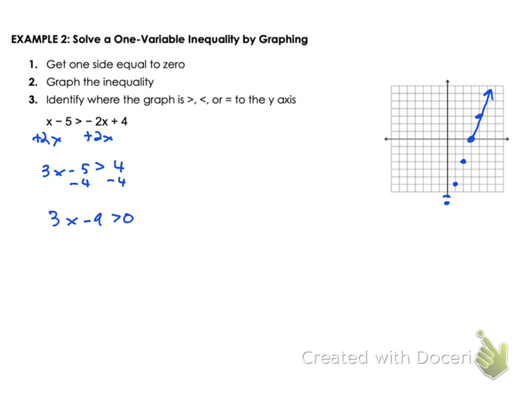So I didn't draw this whole graph because what we're solving for is where 3x minus 9 is greater than 0. Well, 3x minus 9 is greater than 0 at 3, okay? It's greater than 0 at 3. So x is greater than 3, right? Well, let's say that we were solving for x. Add 9, 3x is greater than 9, divide by 3. Same thing, right?